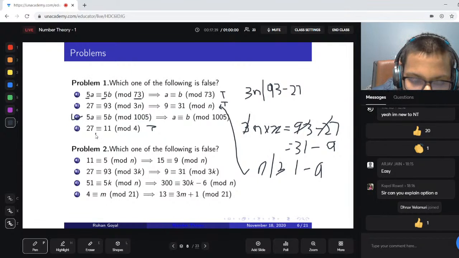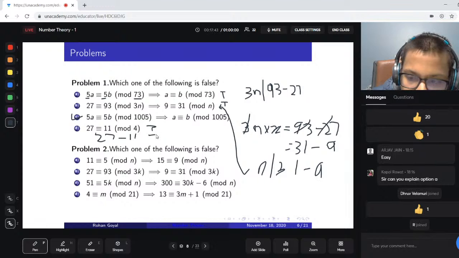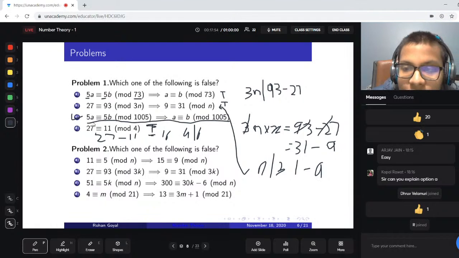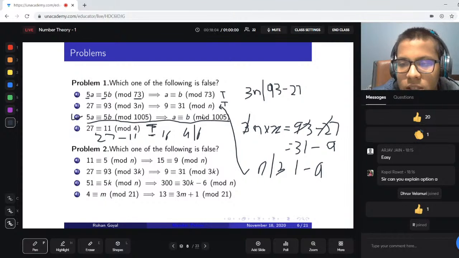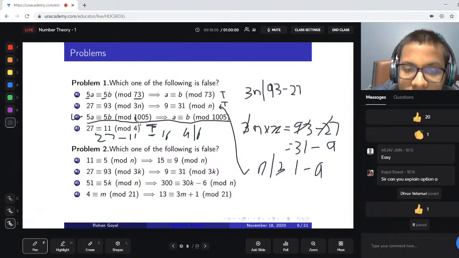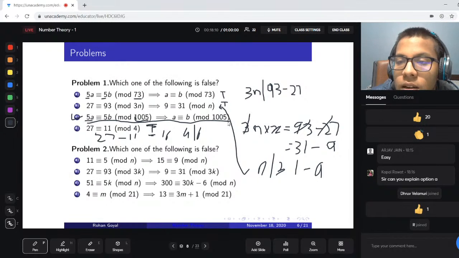And here I am basically saying 27 minus 11 is equal to 16, and 4 divides 16, which we know is true. So this is also true. But we can't say this, right? Because 5 and 1005 are not co-prime. Do you understand? So we can't directly do this. As we observed, we need 5 and 1005 to be co-prime if we are going to remove the 5 from here.